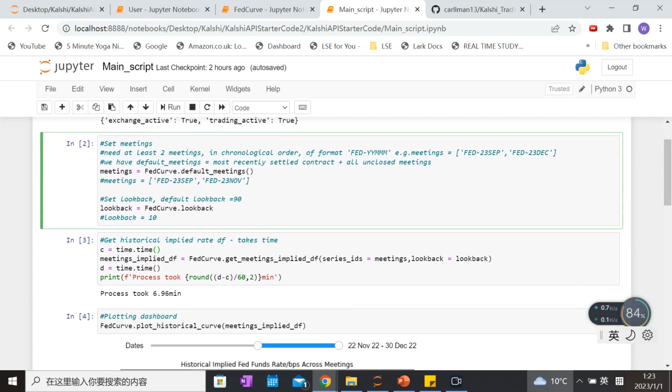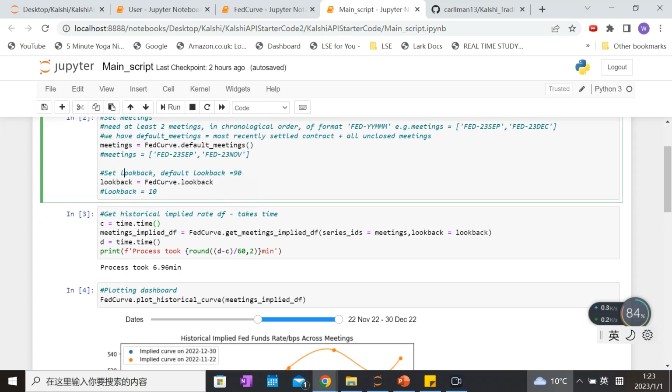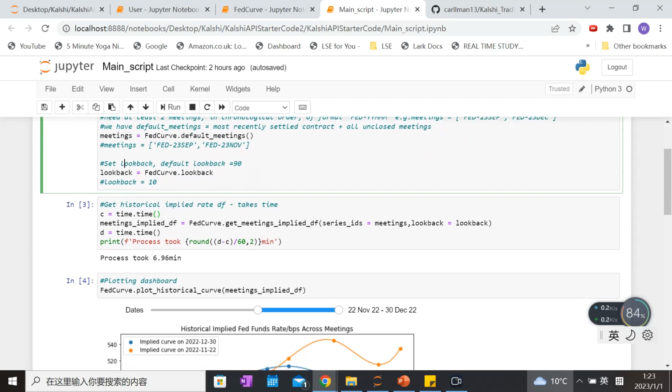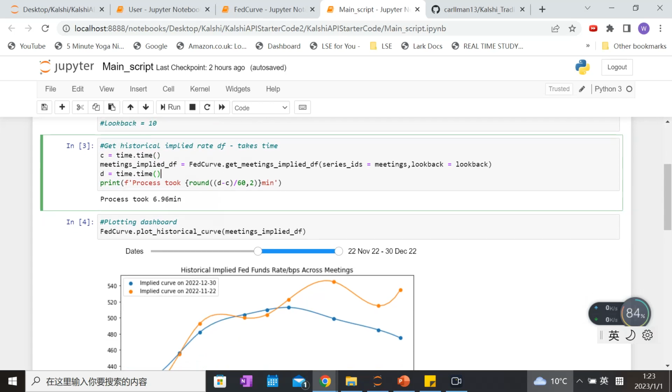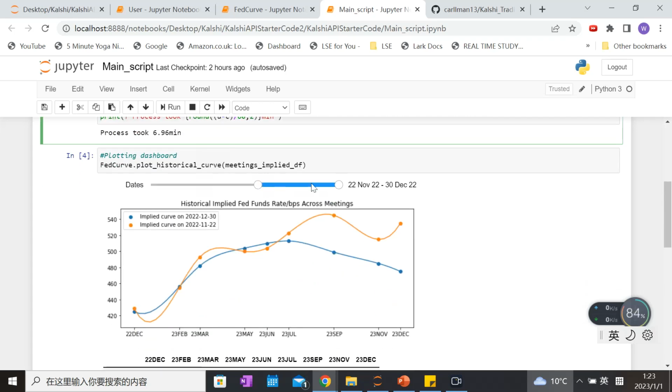And you can also set a lookback window. Default is 90 days, 3 months. You can also set it to only 30 days if you don't need that much data, or if you want a longer time, you can do like 180. Here we retrieve the data. Here we are plotting the data.